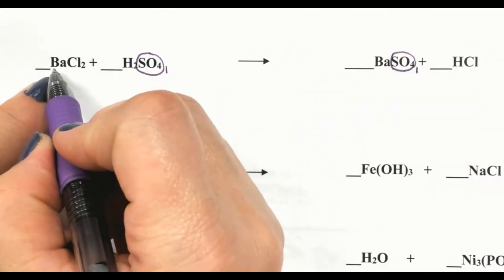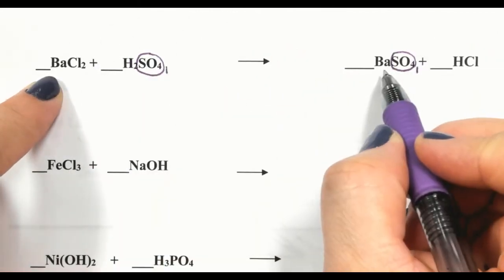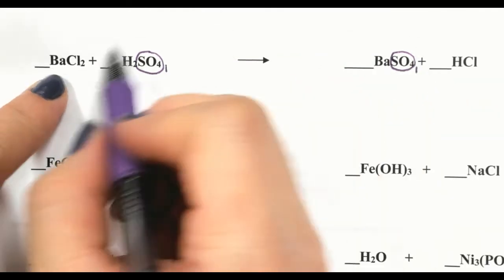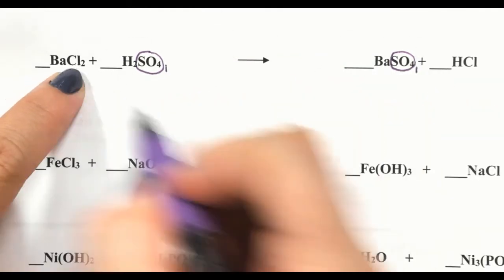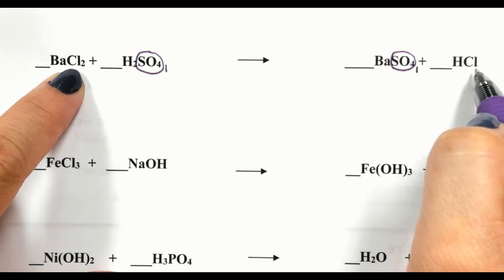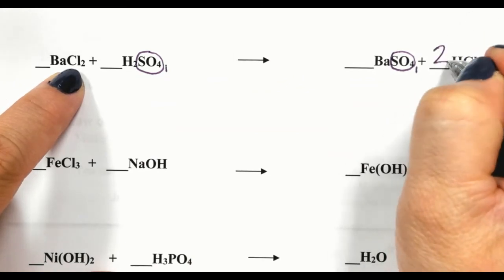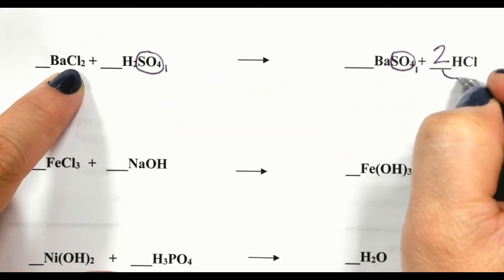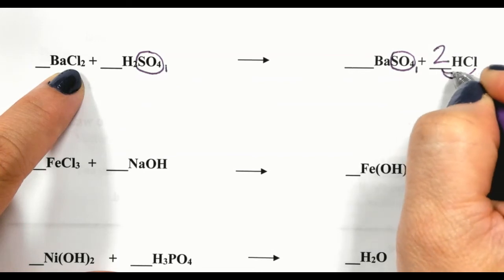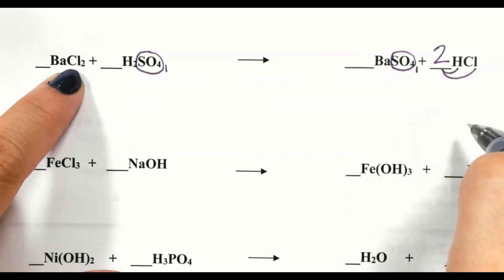Okay, let's balance. 1 barium, 1 barium, that's good. 2 chlorine, 1 chlorine. And so to fix that, I need to put a 2 here because that's going to give me 2 chlorine, but notice it also gives me 2 of that hydrogen as well.